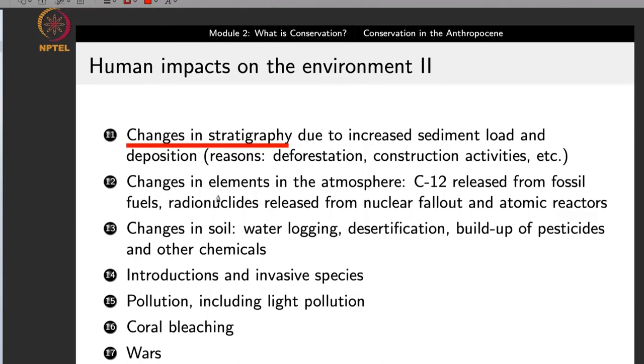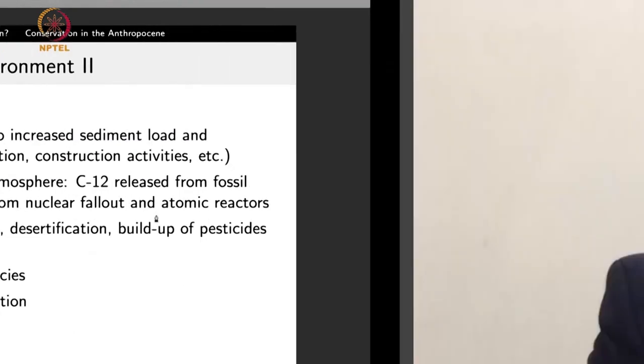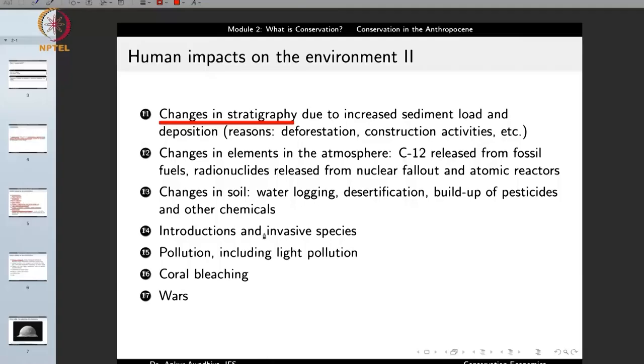Then changes in the elements in the atmosphere. C12 or carbon-12 that is released from fossil fuels, radionuclides that are released from nuclear fallout and atomic reactors. We are not just seeing changes in the amounts of elements that are there in the atmosphere. We are also seeing a change in the radioactive levels of different elements that are there on the planet Earth. Now, changes in C12 concentration, why does that happen? Because the fossil fuels that we are using were made from carbon that has been stored for many thousands of years or many millions of years.